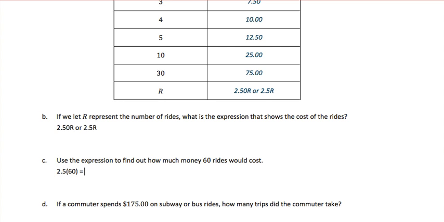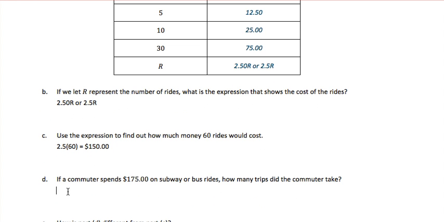And that will give us $150. And then in D, if a commuter spends $175 on subway or bus rides, how many trips did the commuter take? So we'll take our 175 and divide it by 2.50 for each ride. And that will be 70 trips.